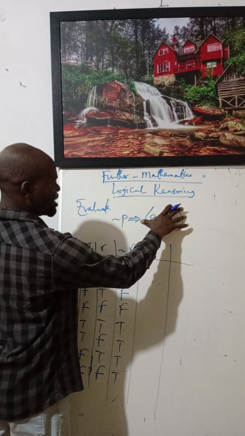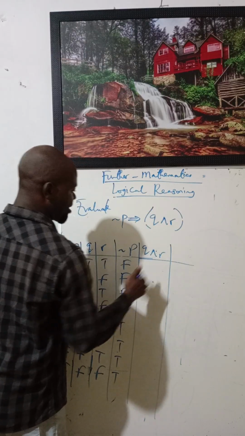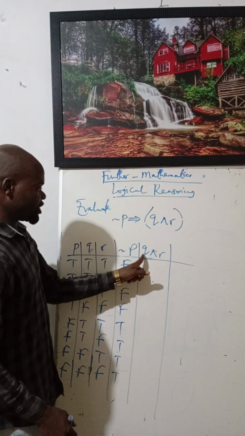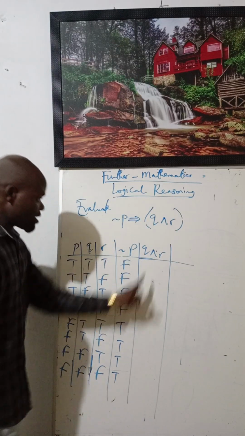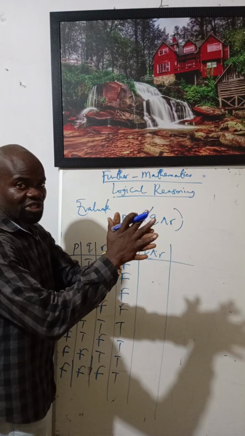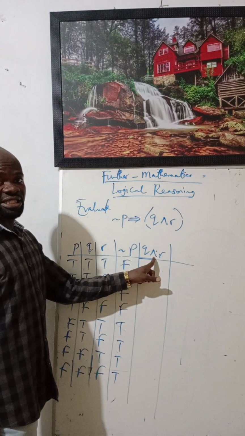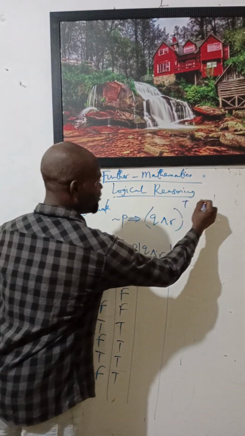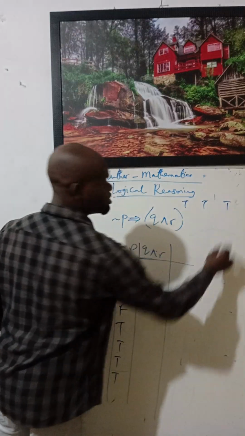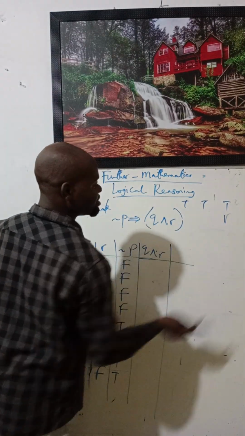Now the next one is the second one in brackets, Q and R. We need Q, we need R. Q is here already, R is here already. So Q and R means we join them together. Don't forget that I've given you the law for conjunction: if the first one is T and the second one is T, then the answer will be T. Any other thing will be F. Only TT is T.